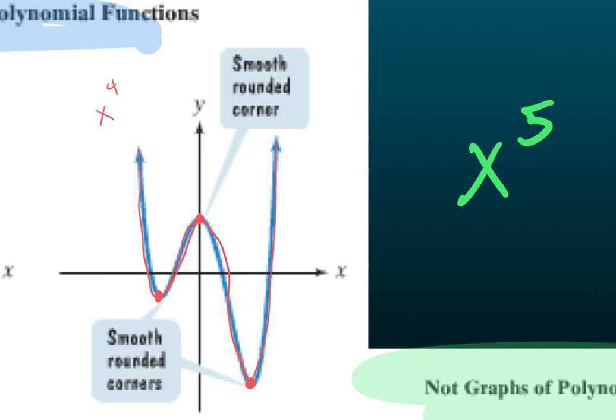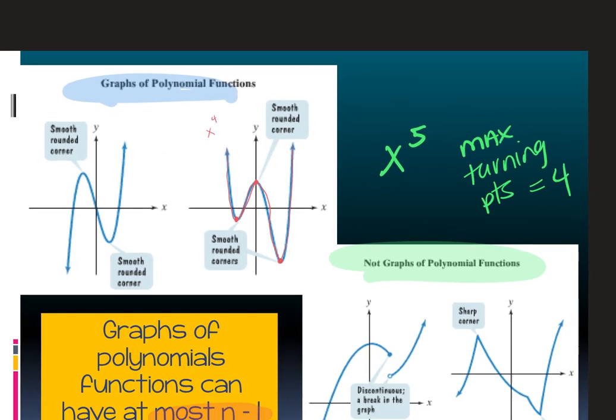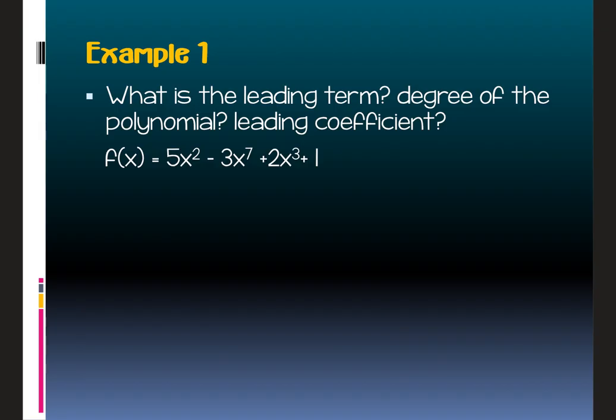But it couldn't be x to the 3rd, because if it was x to the 3rd, the max turning points would be 2. It couldn't be x to the 1st because the max turning points would be 0. It would be a line, right? Okay. Example 1 says, what's the leading term, the degree of the polynomial, and the leading coefficient?